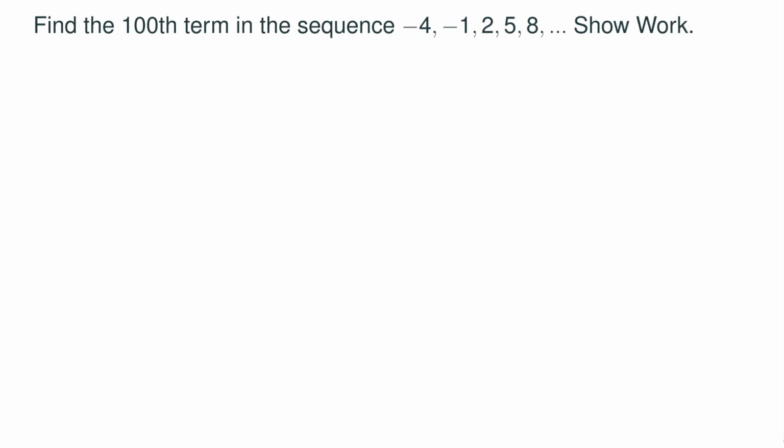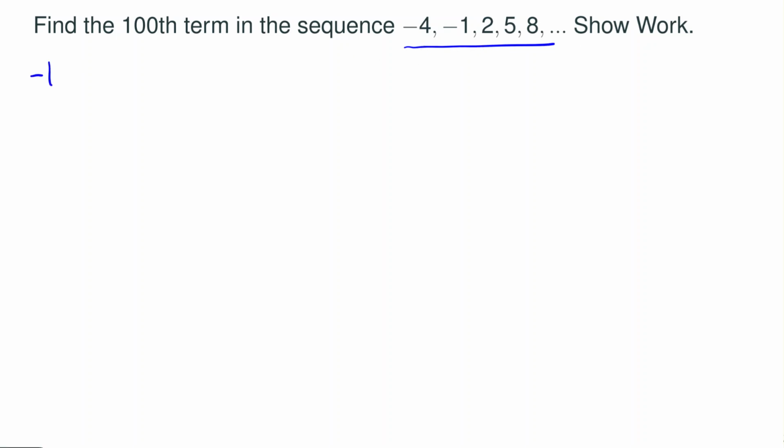Find the 100th term in the sequence -4, -1, 2, 5, 8, and so forth. We don't want to just keep listing until we find the 100th one. We want to use what we learned. First we have to recognize what kind of sequence this is. This is arithmetic because we add the same amount every time.